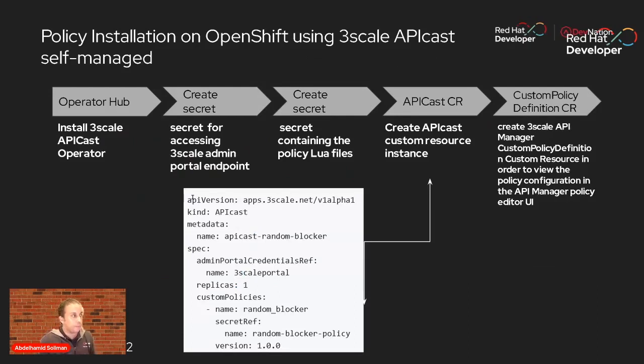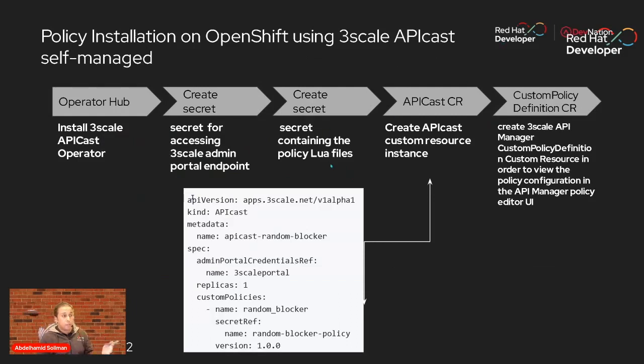All right, so now we have two policies in the GitHub repo. So we need to install them on our API cast. The repo describes the steps, but here I am just describing quickly. Of course, you need to install API cast on OpenShift using the operator. So you need to install the operator from the operator hub. Then you need to connect the gateway to the API manager using an access token. So you create an access token in the admin console. Then you create an OpenShift secret in order to allow the API gateway to access the API manager.